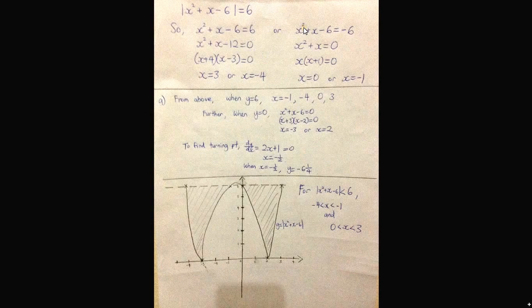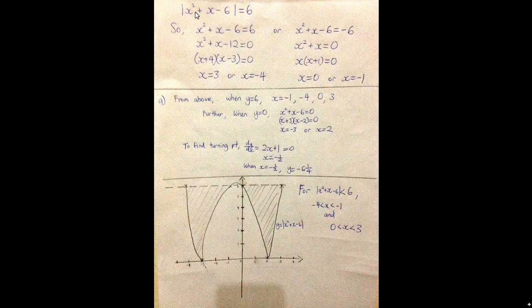In this question, we are required to solve the modulus of x squared plus x minus 6 equals to 6. Modulus simply means that we have to consider the positive and the negative values of x. So the first part, x squared plus x minus 6 will be equals to 6 or negative 6. Solve for both sides of the equation using factorization.